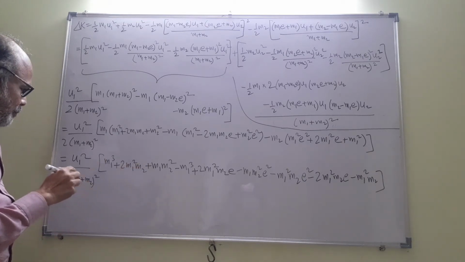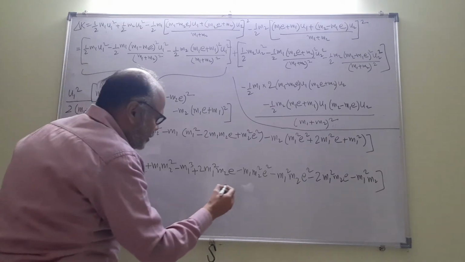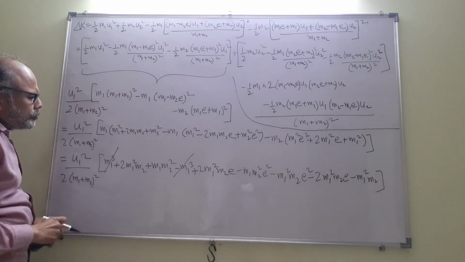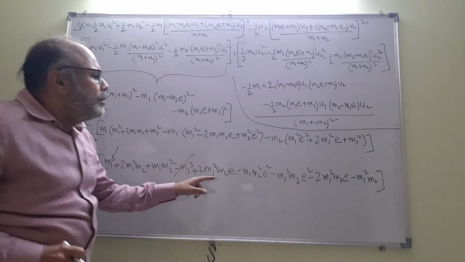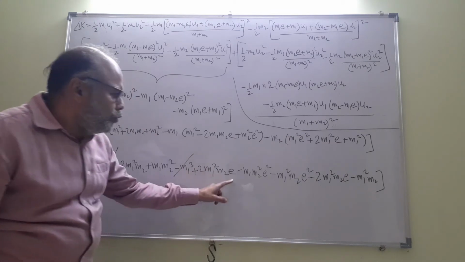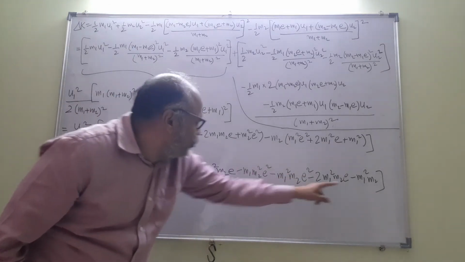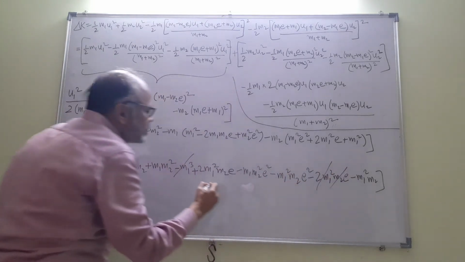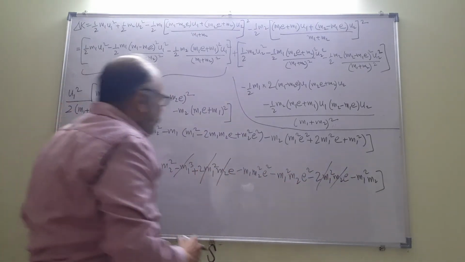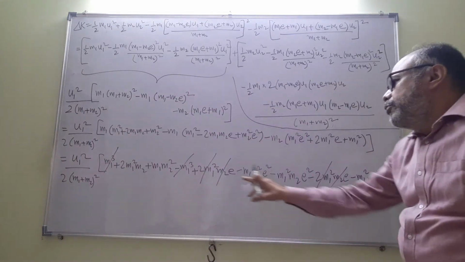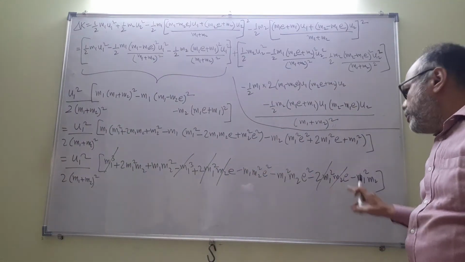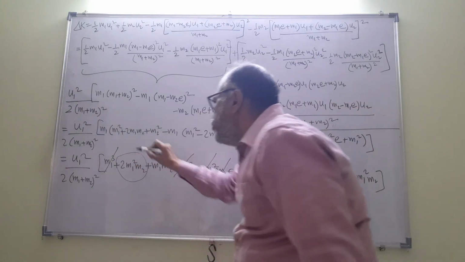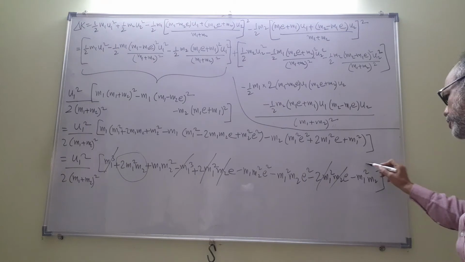Let's see this. M1 cube cancels. You have here m1 squared m2e and m1 squared m2e. This is plus, this is minus. So this term cancels. M1 squared m2e, m1 squared m2e, that cancels. 2 m1 squared m2, and we have m1 squared m2 here.